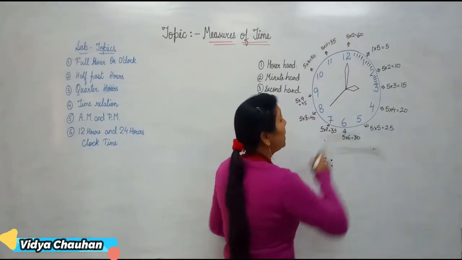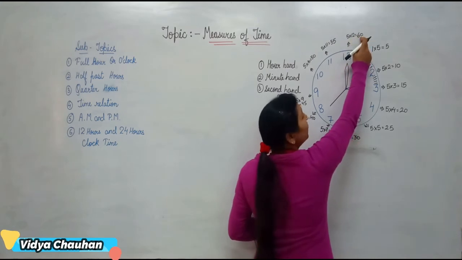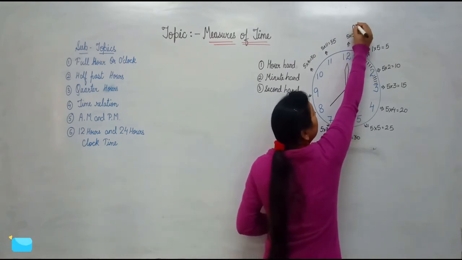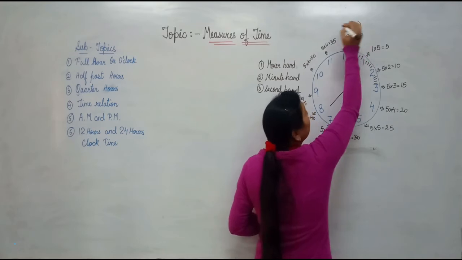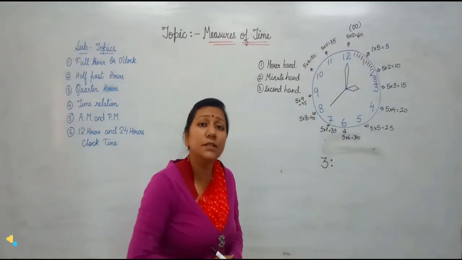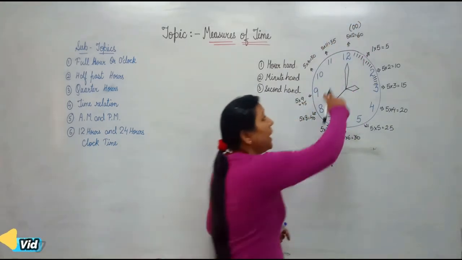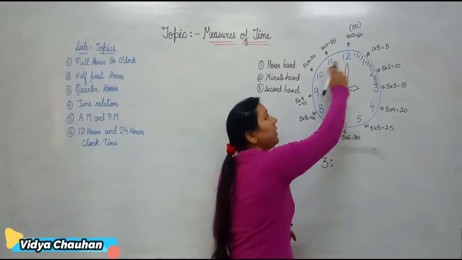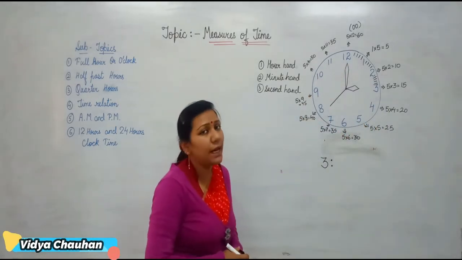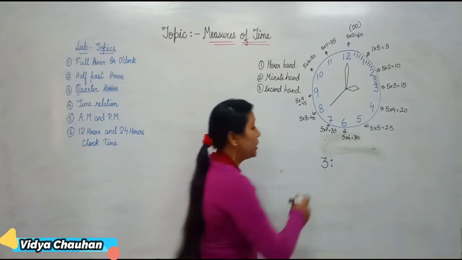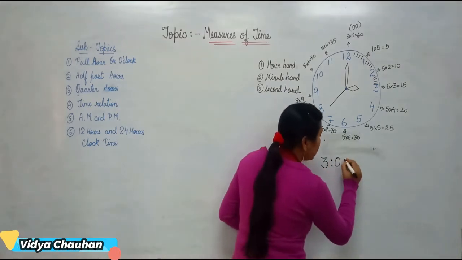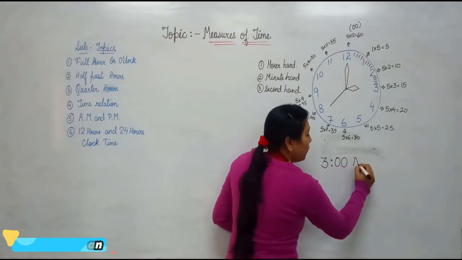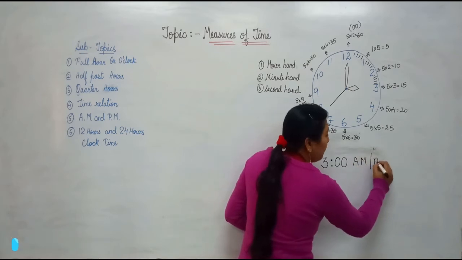So now what is the value here? 5 into 12, that is 60. But we do not write it as 60. We write it as 0, 0. The 60 is written as 0, 0. Why? Because our hand, you can say minute hand or hour hand, has made a complete round. So we call it as 0, 0. So in that case your time is 3 and AM or PM.